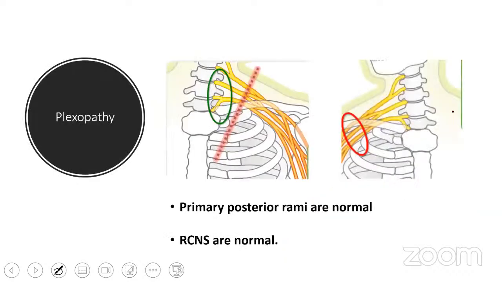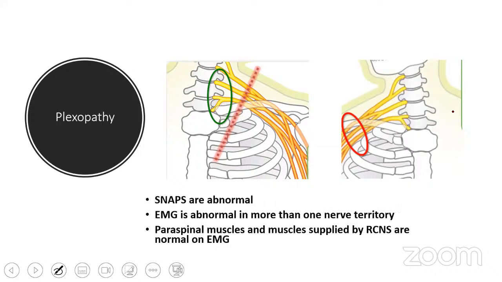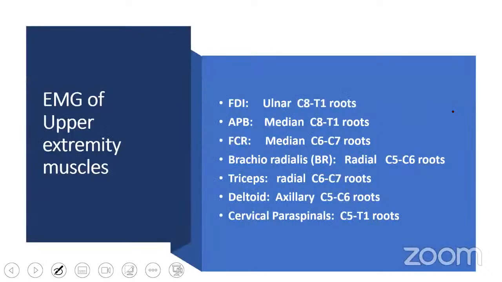So in primary plexopathies, the posterior rami are normal and root collateral nerves are normal, but SNAPs are abnormal. And EMG is abnormal in more than one nerve territory. Paraspinal muscles and muscles supplied by the root collateral nerves are normal on EMG. That is a characteristic of plexopathy.